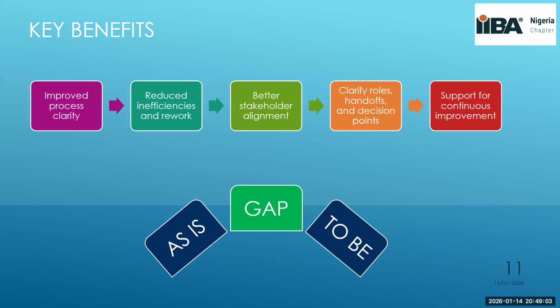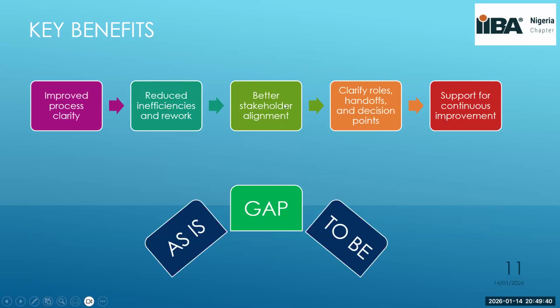Now, what are the key benefits of using process mapping? It improves process clarity. If you map out a business process correctly and neatly, all the stakeholders involved would understand what you're talking about. It will clarify every detail in that process for them. And also it will help you to pinpoint inefficiency or any rework, or if there's any gap in the process, you'll be able to ascertain it easily.